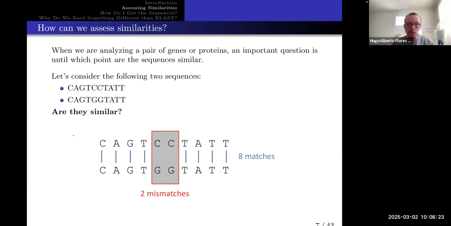Well, if you don't know how to answer that, it's okay. What you can for sure recognize is that in these two sequences, you have 10 letters in each one, and you have two mismatches and 8 matches. Is that enough, or these counts of 8 and 2, is that enough to say that they are similar or not? We will see.